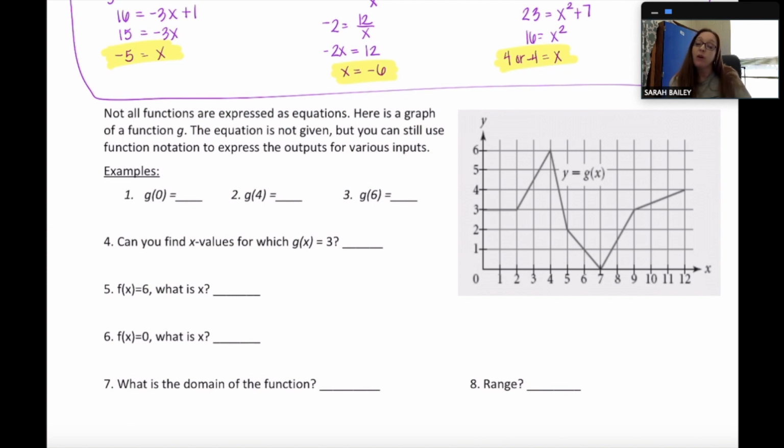So for example, if I want to find g of 0, I'm saying my input or x value is 0. So what's the corresponding y value? So if I find 0 on the x-axis, it would be right here.